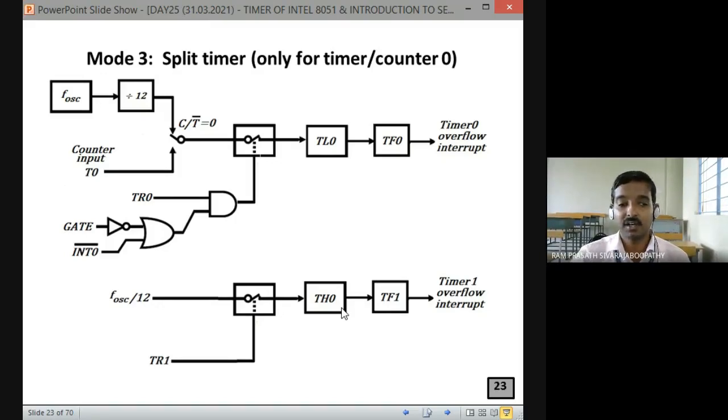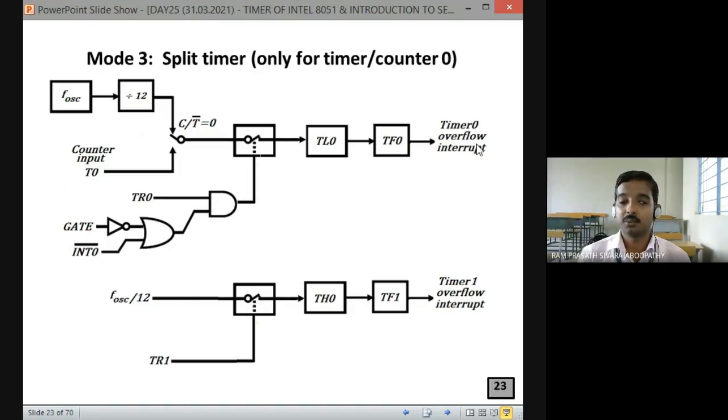So here you can have overflow interrupts for TL0 and TH0. Once overflow control is given to these two, timer 1 obviously cannot be controlled, and no overflow interrupt will be generated. That's the meaning of split timer. So that's all about the 4 modes of operation of the timer/counter of Intel 8051. So far we have seen how to configure the mode, how to control it, and what the modes of operation are.